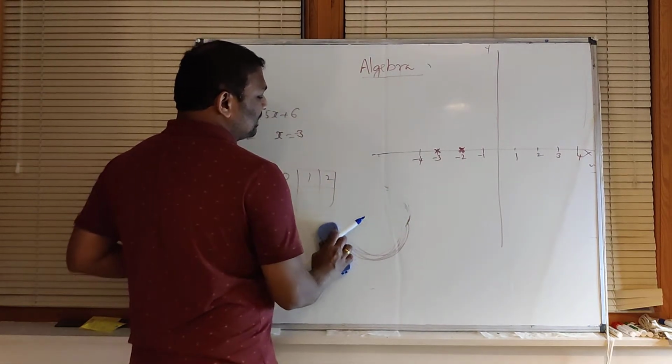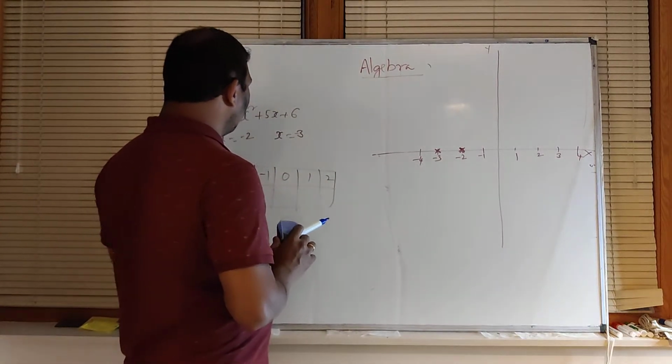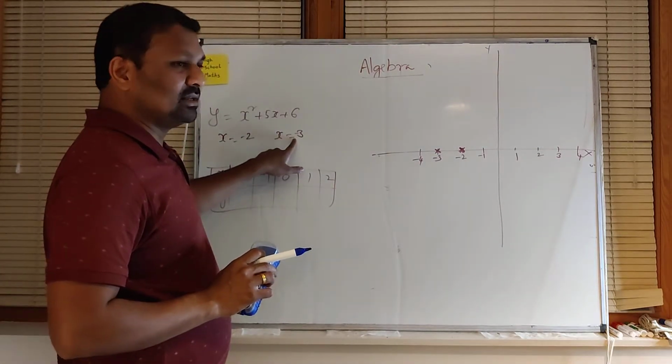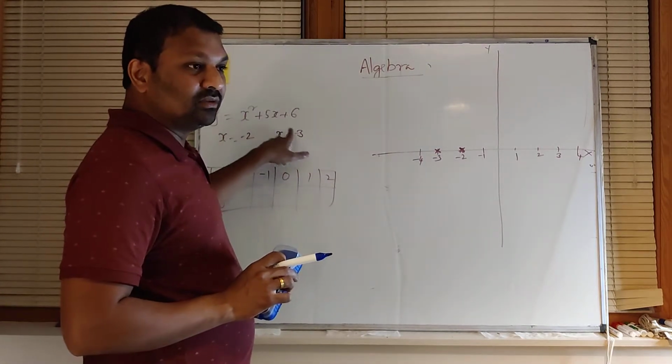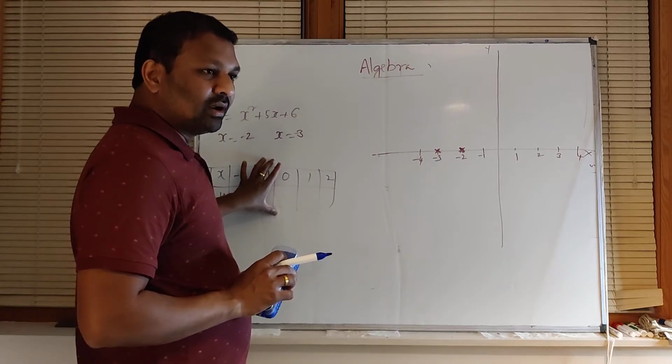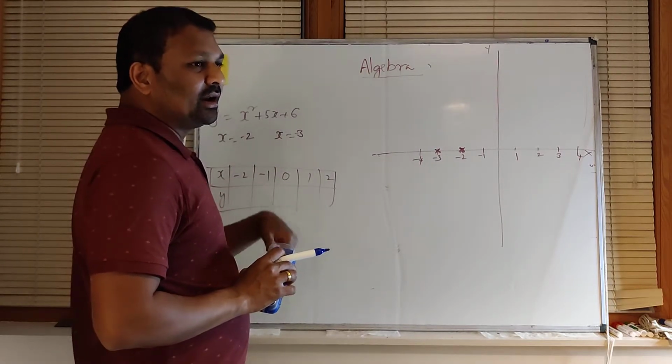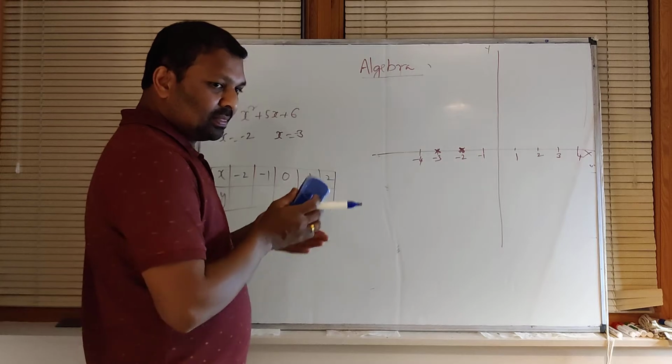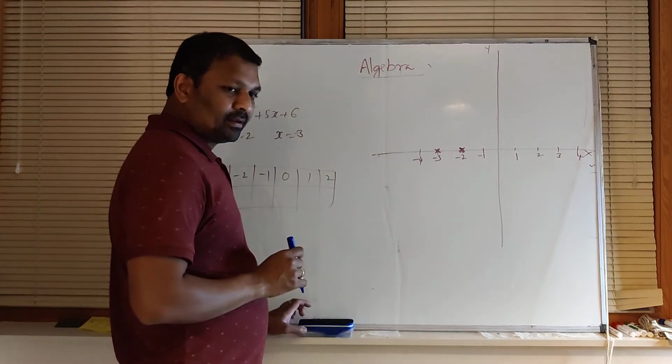Okay, so we diverted from here. It has two roots, -2 and -3. When you equate it to 0, you'll get the roots. If you equate it to y, you'll get a group of points. If you connect all those points, you'll get a curved shape.